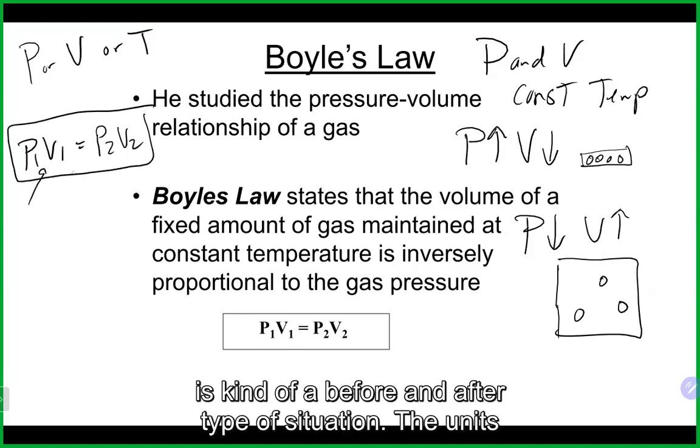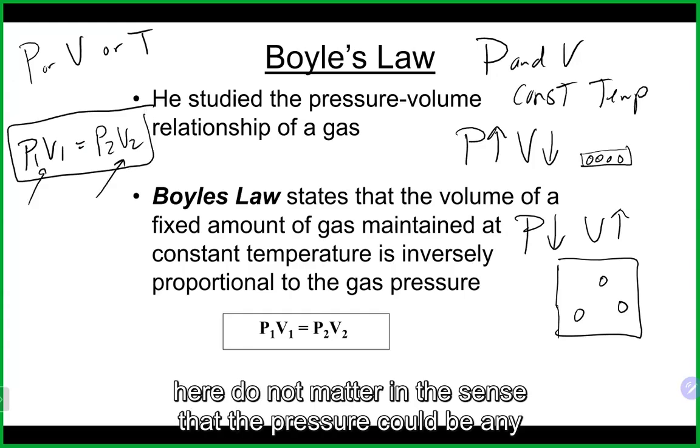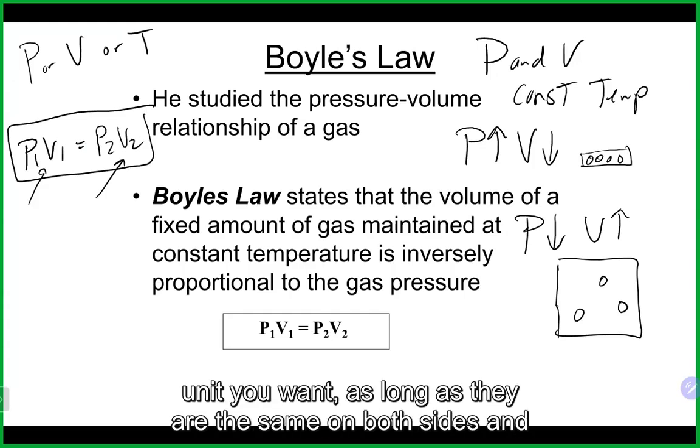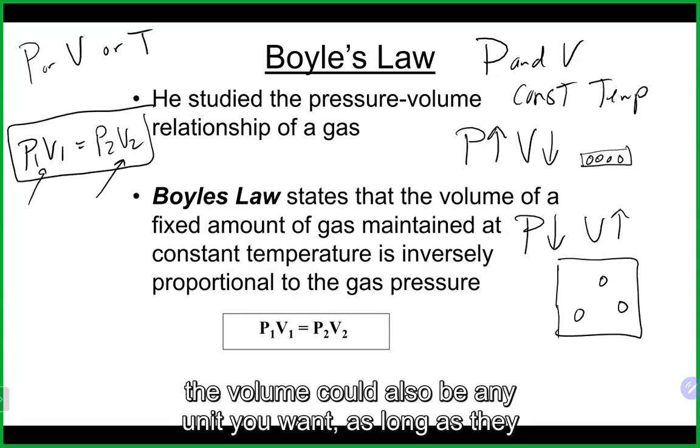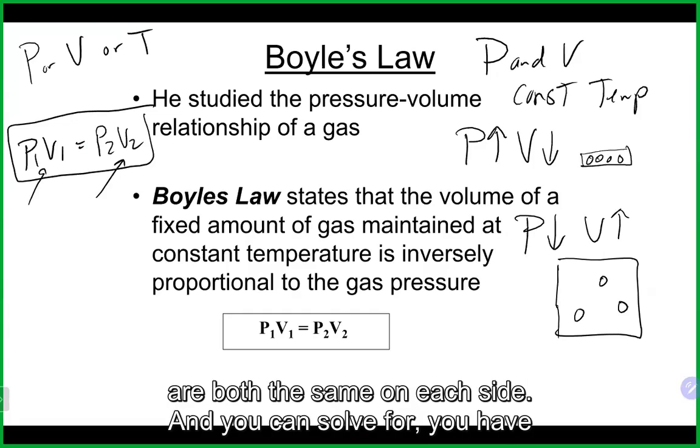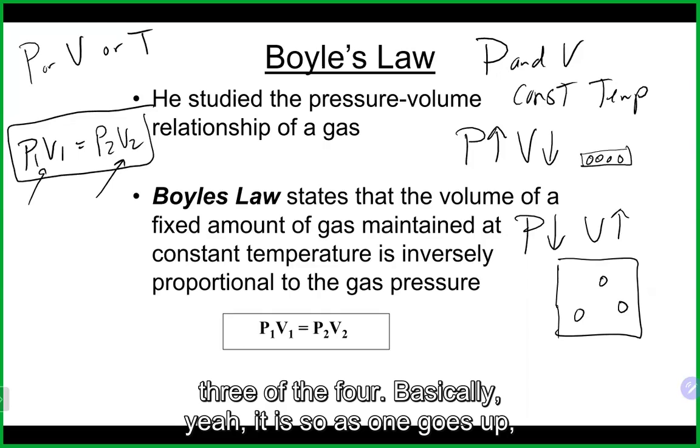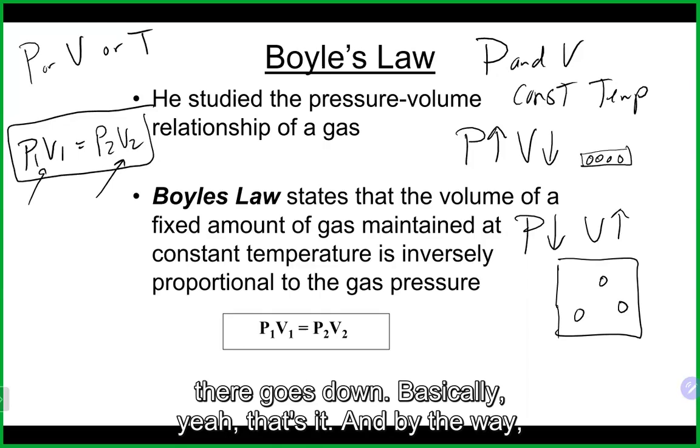This is a before and after type of situation. The units here do not matter in the sense that the pressure could be any unit you want as long as they are the same on both sides. And the volume could also be any unit you want as long as they are both the same on each side. You'll have three of the four variables to solve for. As one goes up, the other goes down.